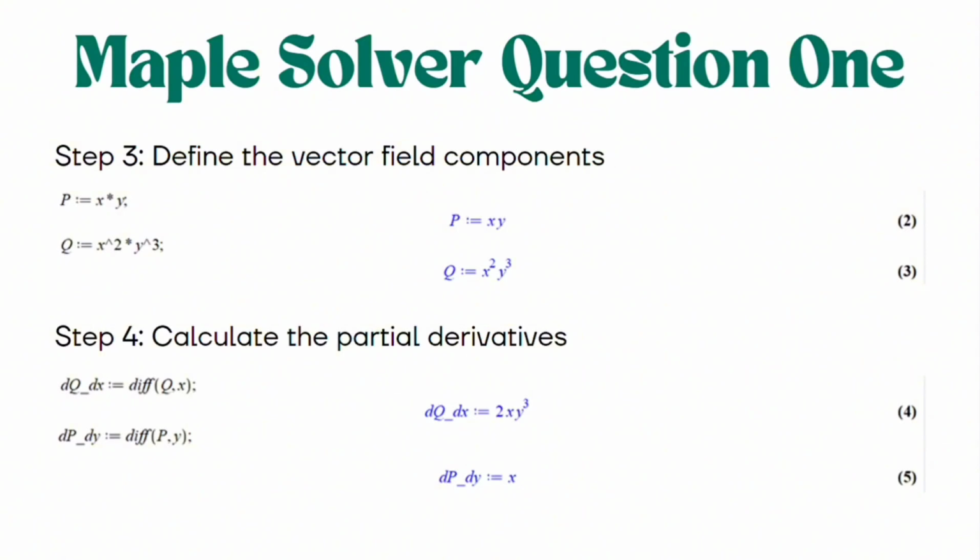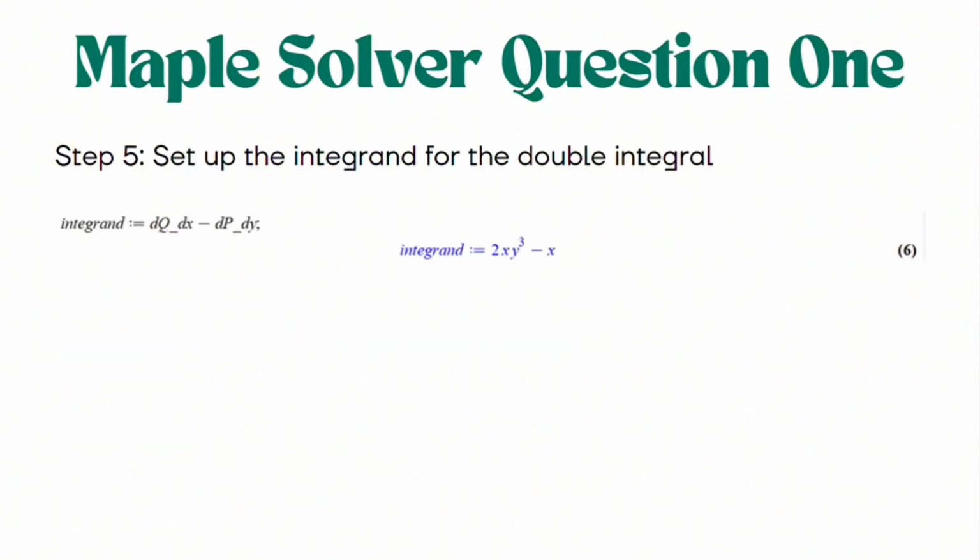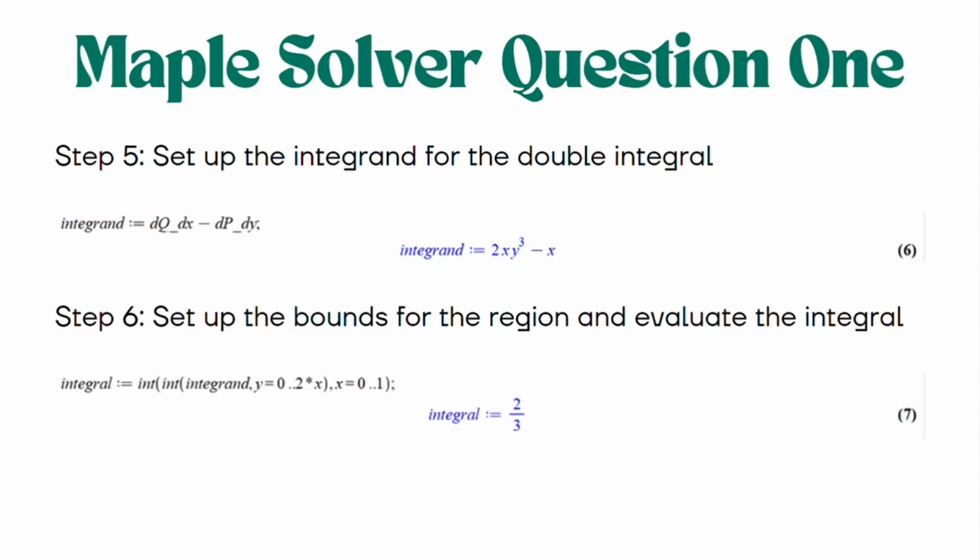Next, we calculate the partial derivatives by differentiating P and Q. We will get dQ over dx equal to 2xy cubed and dP over dy equal to x. After that, we set up the integrand for the double integral and we get 2xy cubed minus x. Lastly, we set up the bounds for the region and evaluate the integral and we get the answer is 2/3.